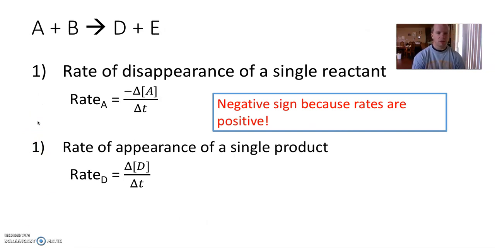So let's take a look at this. Here are different ways that we can do this. We can look at the disappearance of a single reactant. The reason that there's a negative sign there is because the reactants are going to decrease, or their concentration is going to change negatively. So we've got to put a negative sign in front because rates are always positive. You can't say, hey, I'm going -3 meters per second. That's not how fast you're going. Same thing here. We can't have -2 molarity per second. We can also look at appearance of a single product. In this case, that would be positive.